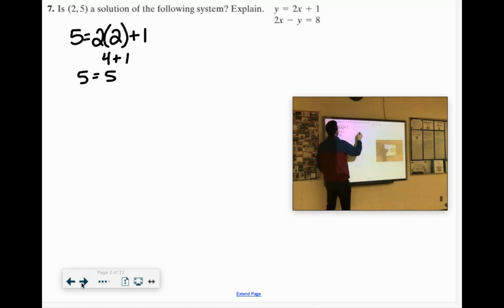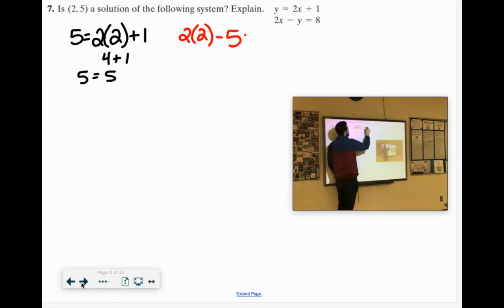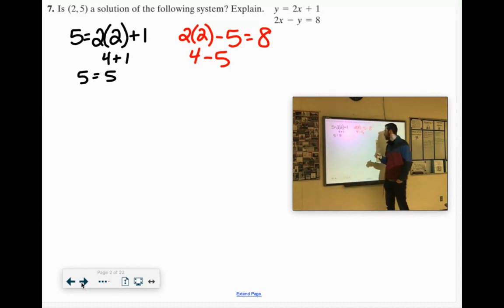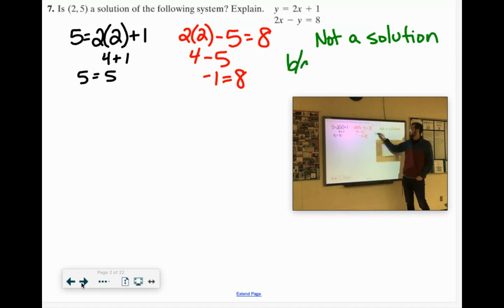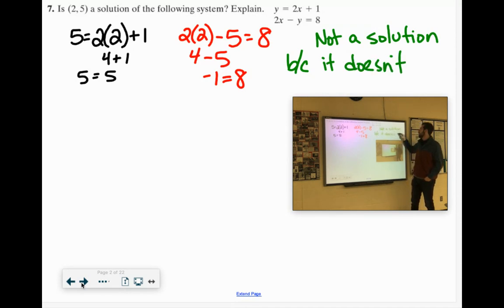The second equation, 2x, 2 times 2, minus y, 5, equals 8. Okay, 2 times 2 is 4, and 4 minus 5 is obviously 8. Wait, what? Negative 1 equals 8? Oh dear. So we'll say something like, not a solution, because it doesn't work in the second equation.